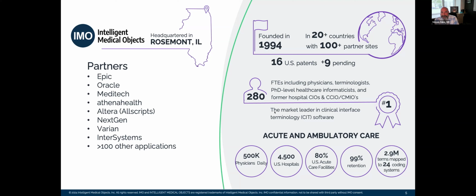As I said, we're growing. We're approaching 300 people here at IMO. Our main campus is in Rosemont, Illinois. We do have offices in California and Texas as well. And as I said, in addition to the partners you see on the left of this slide, we're embedded into well over 100 other applications.